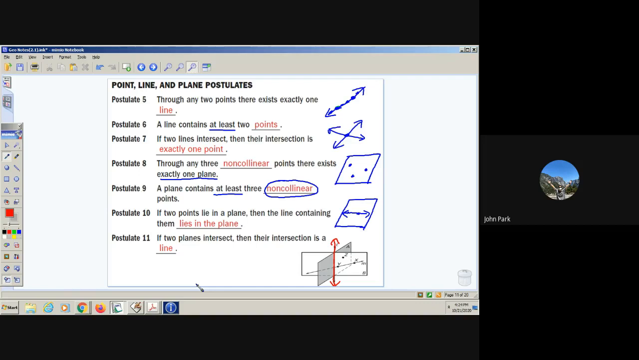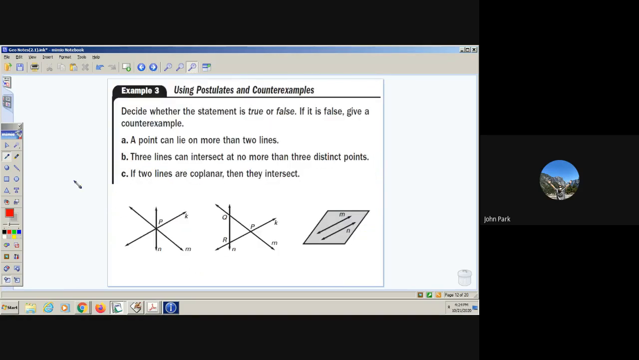Okay, so those are some postulates that you're going to have to remember going forward, right? Some of them are kind of obvious, and we already talked about some of these, but make sure you know them, all right? So then let's take a look at how we can figure out whether it's true or false, either using some of those postulates or just drawing our own pictures, right?